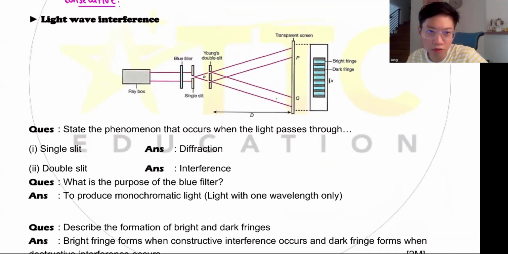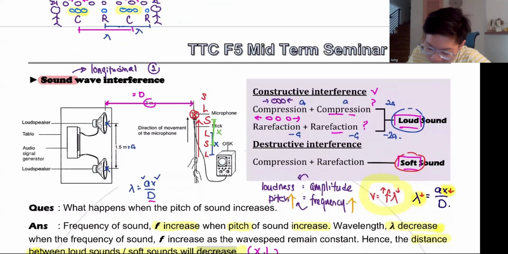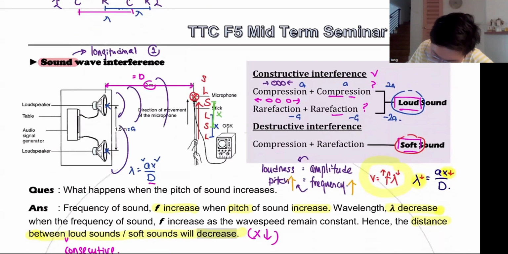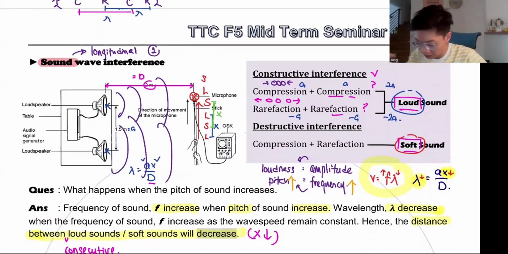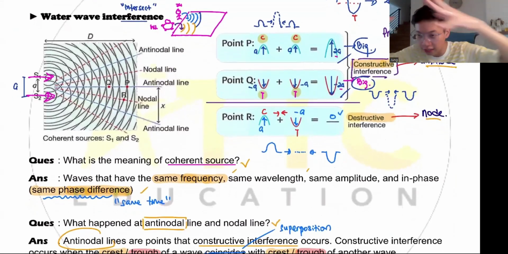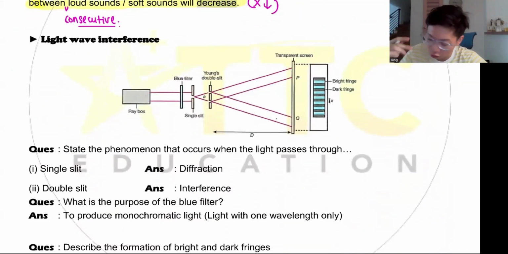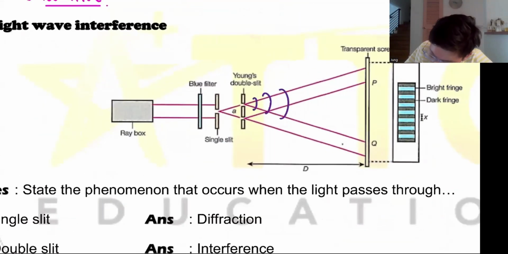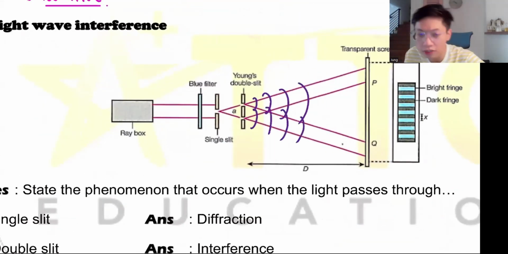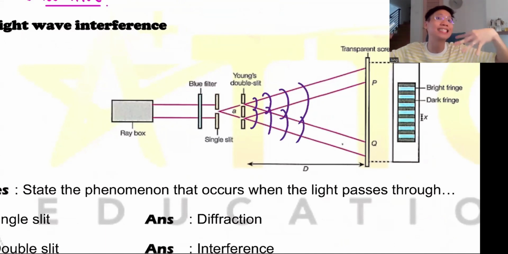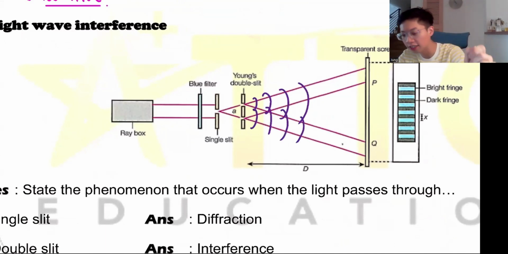Now let's look at light wave interference. For light wave interference, it's the same thing. Just now we used sound. The sound goes out and they cancel each other out. Water also interferes with each other. Light is the same. When this goes out, they will start to form this thing called interference. They will intersect each other.